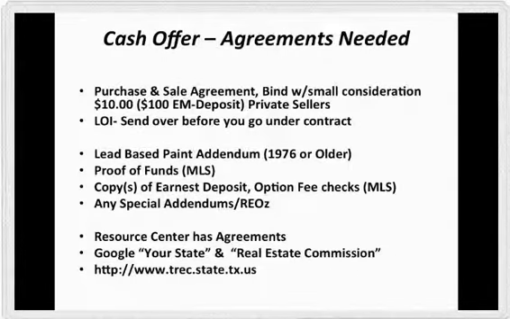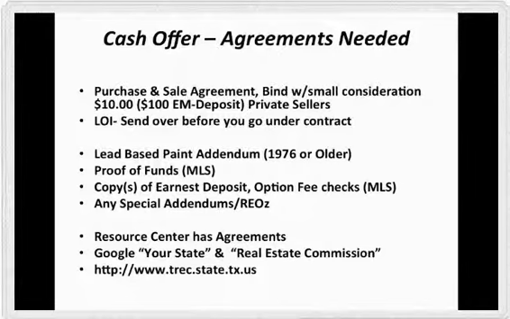Over on this next page, we're going to talk a little bit about the agreements needed for cash offers. Really, the only agreement you need to put this property under contract is a purchase and sale agreement. If you're working with private sellers, you want to bind that with a small consideration, something like $10, at the time you sign the contract. That legally binds the contract between two parties, so if you're not represented by a real estate agent and they don't have their license, this is the way you do it. I like to write earnest money deposits as small as possible.